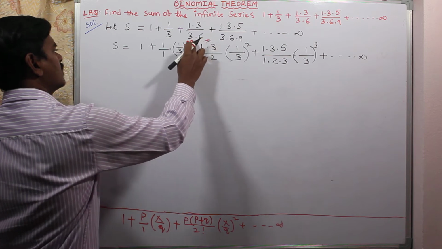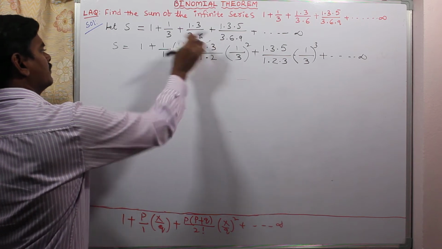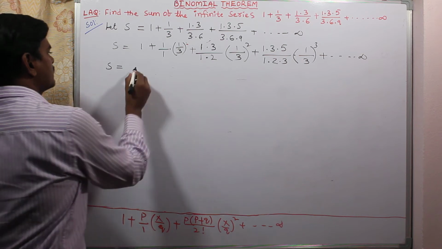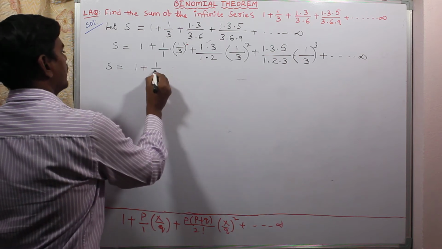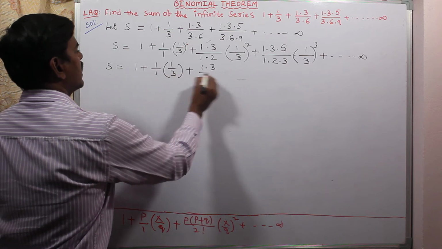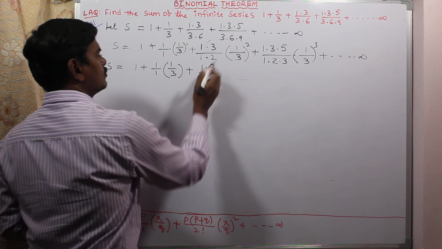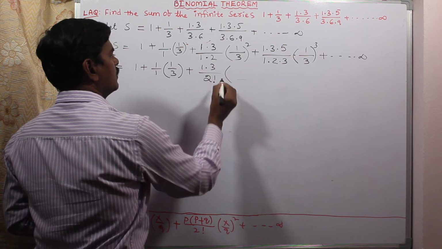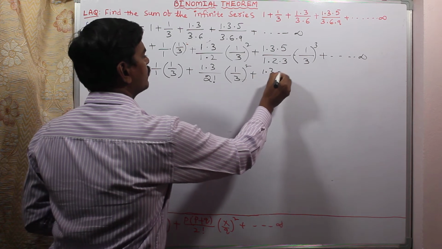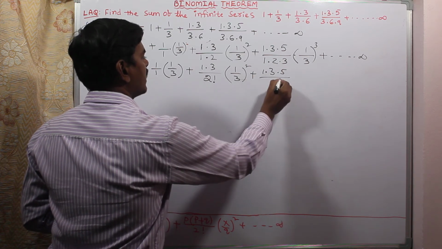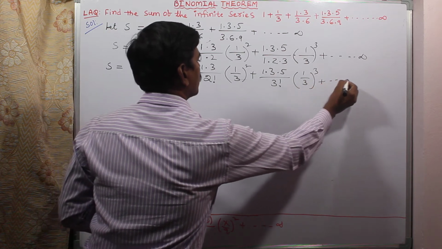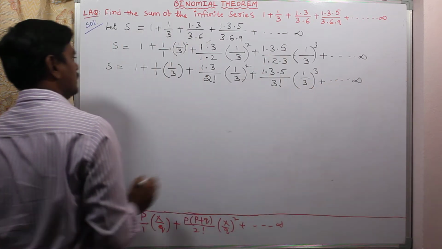Now almost we got the formula form. So one more step we can write: S is equal to 1 plus 1 by 1 into 1 by 3 plus 1 into 3 by, as I said, 1 into 2 can be written as 2 factorial, into 1 by 3 whole square as it is, plus 1 into 3 into 5 by 3 factorial into 1 by 3 whole cube plus so on up to infinity.